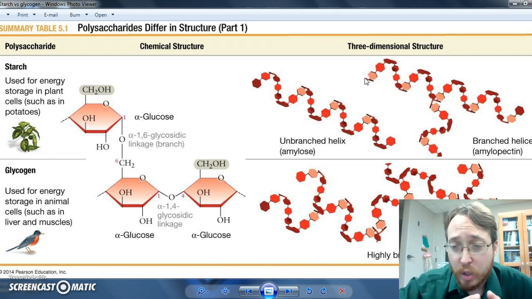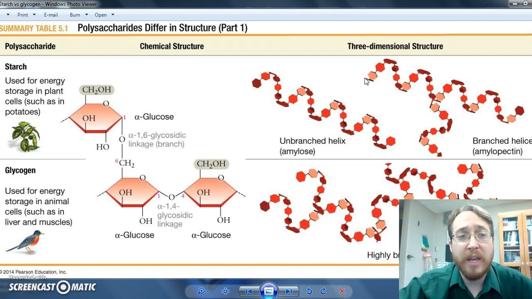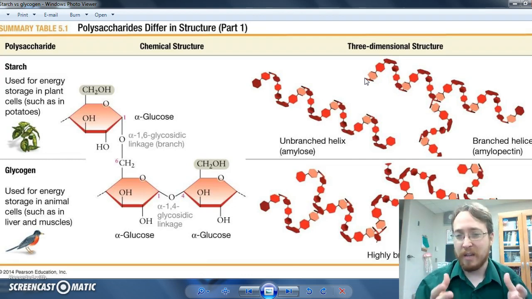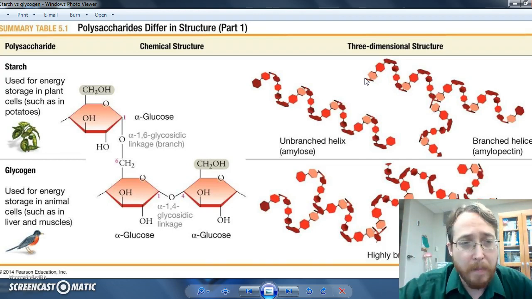Now, starch is a molecule used for long-term energy storage in plants. So we're thinking of things such as potatoes, carrots, things that are kind of the good vegetable stuff that we like. Those are going to have a lot of starch in them. Potatoes are sort of the classic example because they're a very high starch content storage organ for the potato plant.